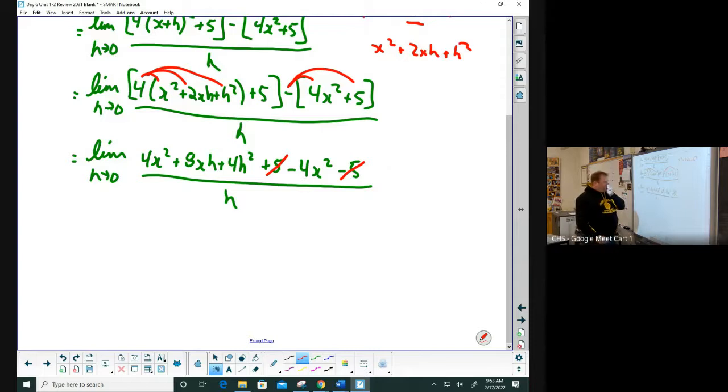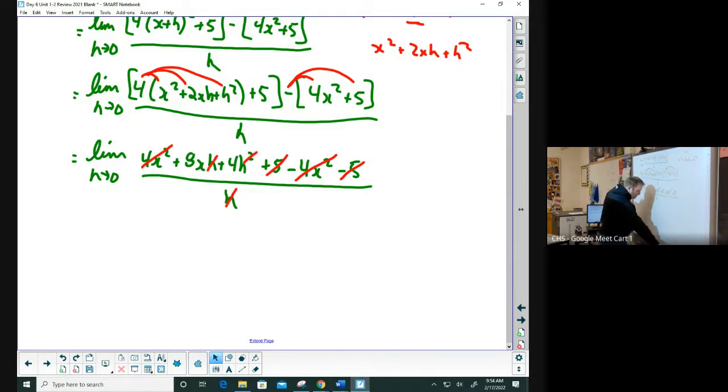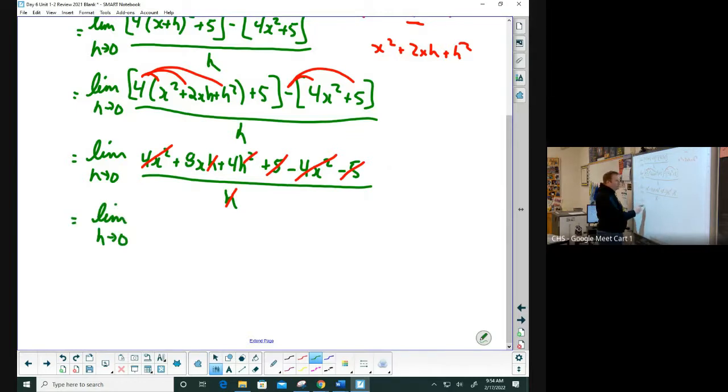So I did that. Is there anything else that's going to cancel? Yes. Anything that doesn't have an h should cancel as well. So luckily those are going to cancel. That's going to leave me with this little part here, which I'm not going to rewrite, but it's 8xh plus 4h squared all over h. Now that everything else canceled, I can divide everything by h. So that's a 1, a 1, and a 1. And that'll leave me with the limit as h approaches 0 of 8x plus 4h squared over h.